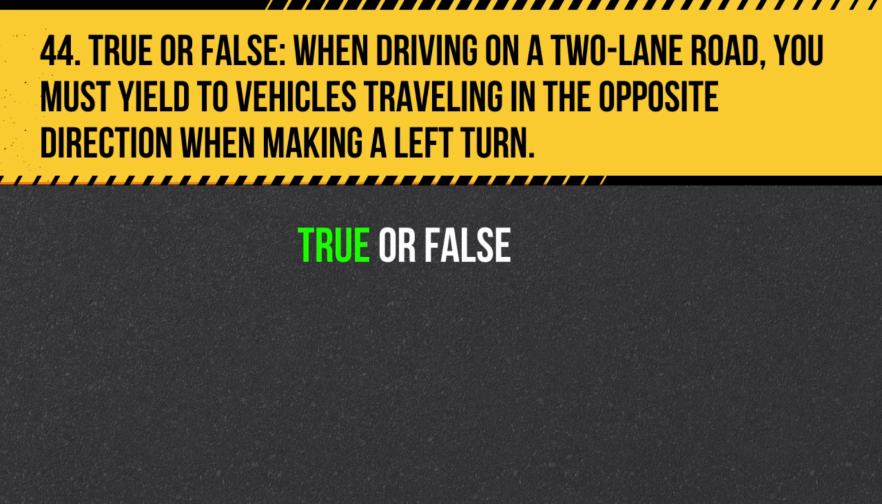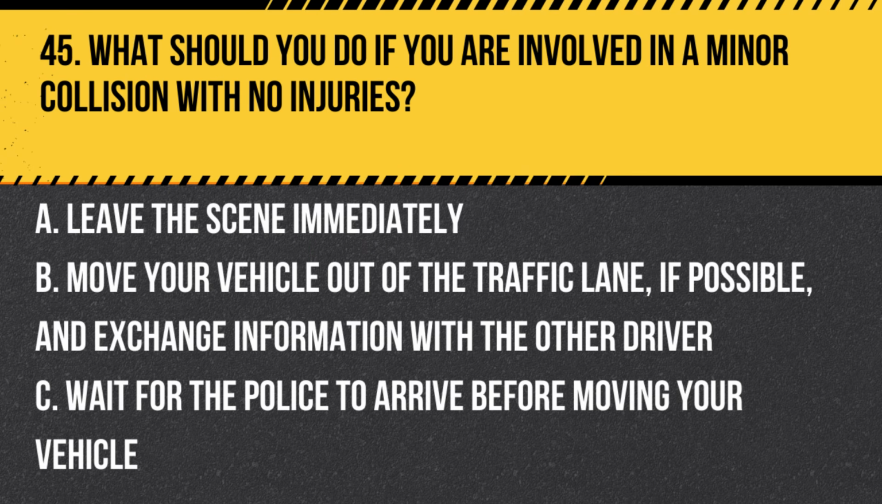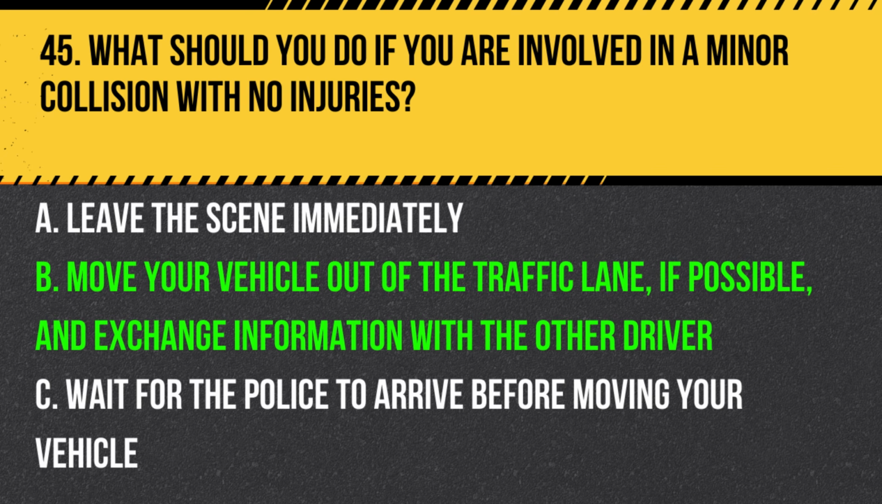Question 45. What should you do if you are involved in a minor collision with no injuries? A. Leave the scene immediately. B. Move your vehicle out of the traffic lane, if possible, and exchange information with the other driver. C. Wait for the police to arrive before moving your vehicle. Answer. B. Move your vehicle out of the traffic lane, if possible, and exchange information with the other driver. If you are involved in a minor collision with no injuries, move your vehicle out of the traffic lane to avoid creating a hazard and exchange information with the other driver.